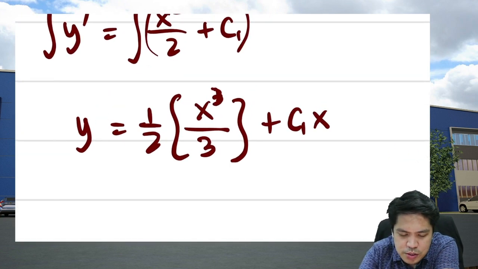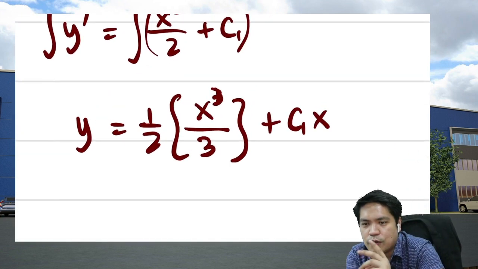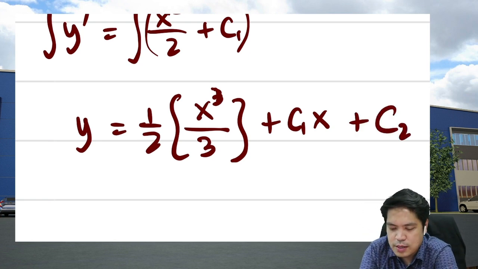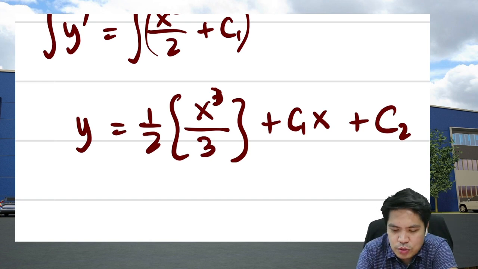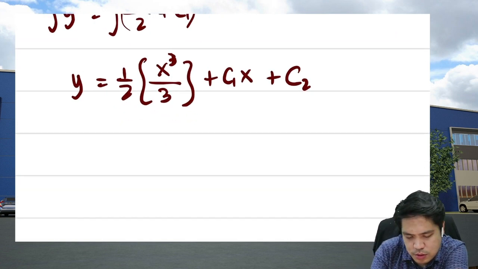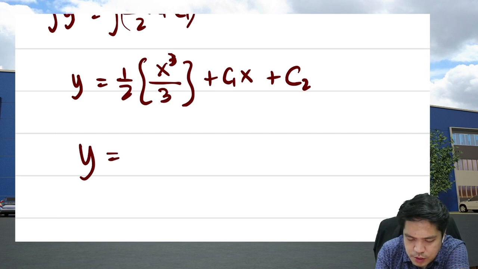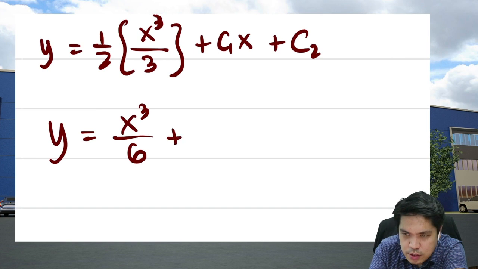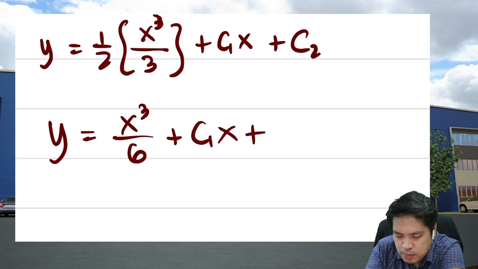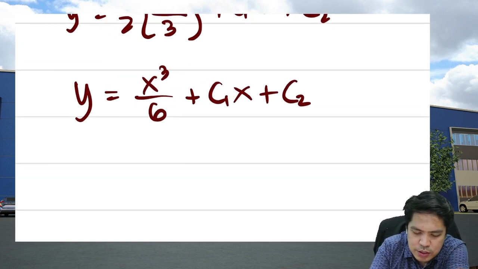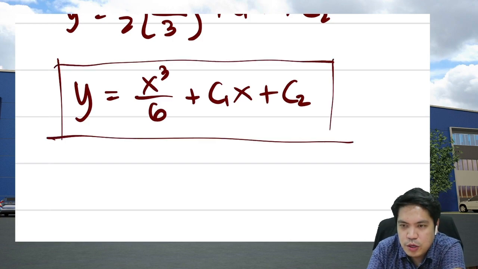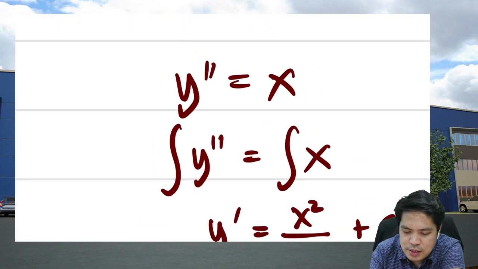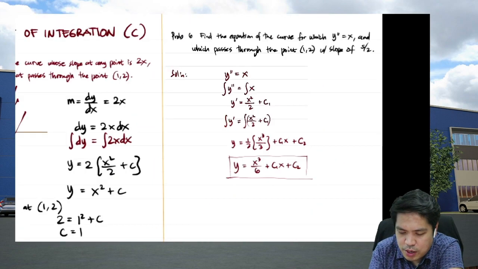So, ito, yung constant of integration natin dito is the constant of integration for our second integration. So, we'll call that constant of integration C2. So, ito now, let us simplify. That would be x cubed over 6 plus C1x plus C2. This is now the general form of the curve. Okay, that satisfies this y double prime equals x.